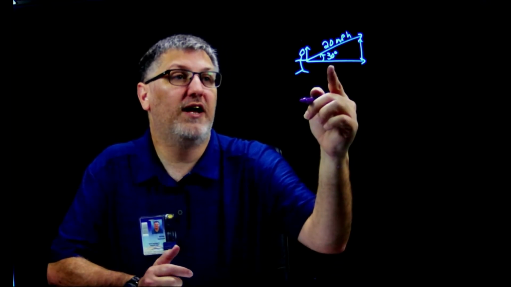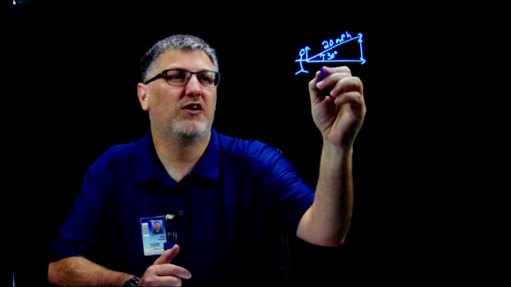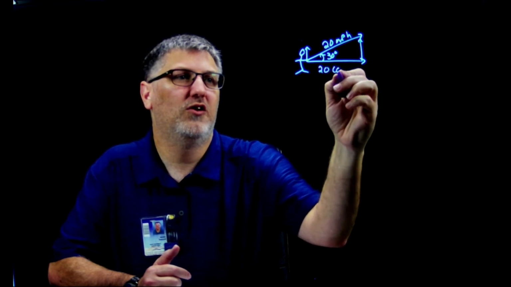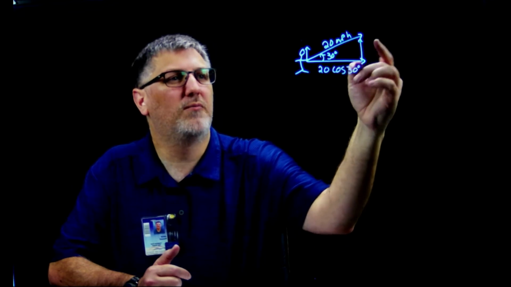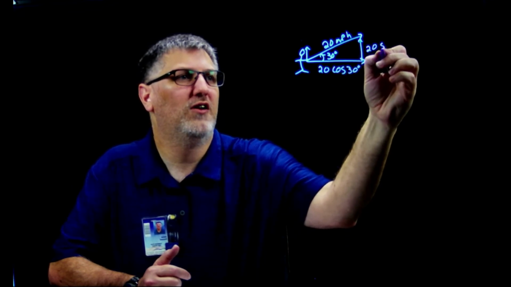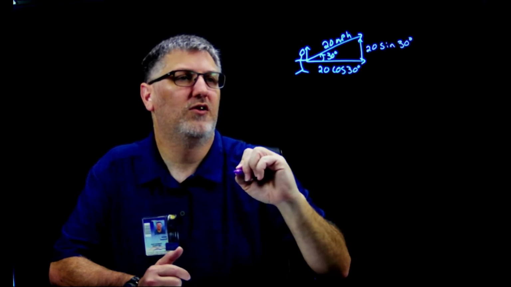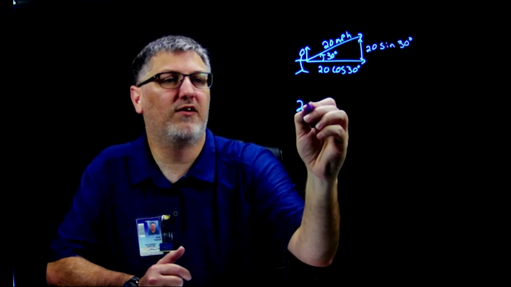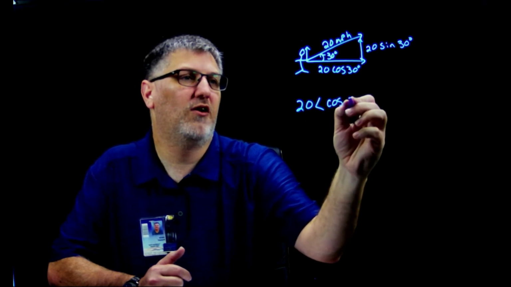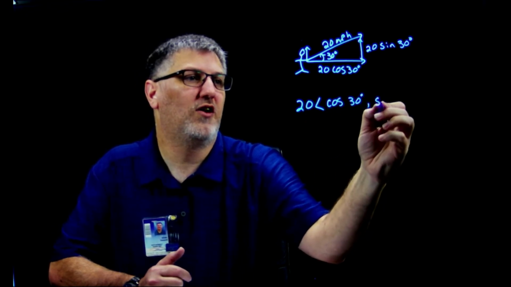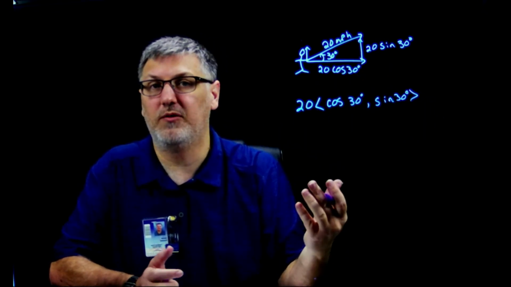To find my x component, well, isn't this just cosine theta? So I could do 20 cosine 30 degrees. And to find this y component, couldn't I just do 20 sine of 30 degrees? So my vector, I could write it like this, 20 times cosine of 30 degrees, sine of 30 degrees, because they both have 20 in common.